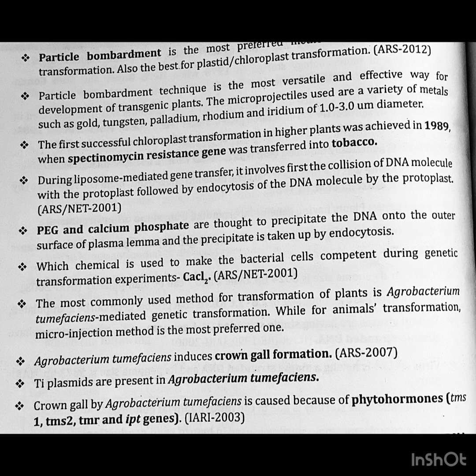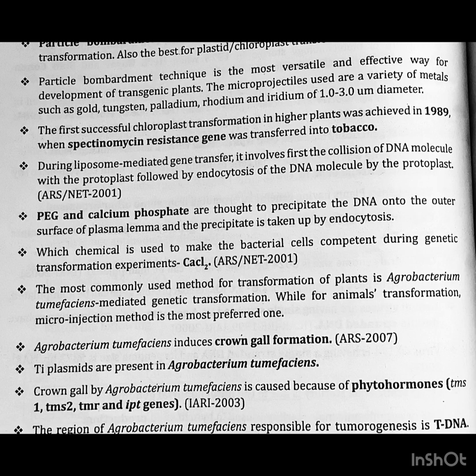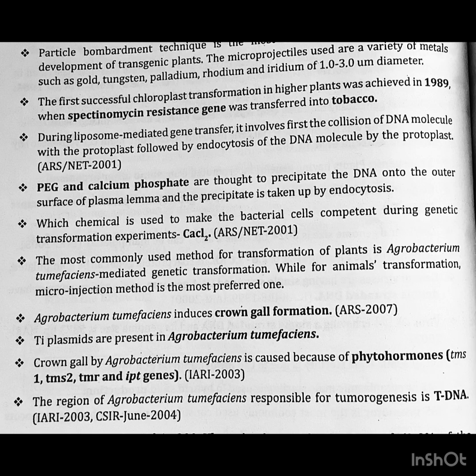The most commonly used method for transformation of plants is Agrobacterium tumefaciens-mediated genetic transformation, while for animals, microinjection is the most preferred method. This is important. Agrobacterium tumefaciens induces crown gall formation. Question asked in ARS 2007.